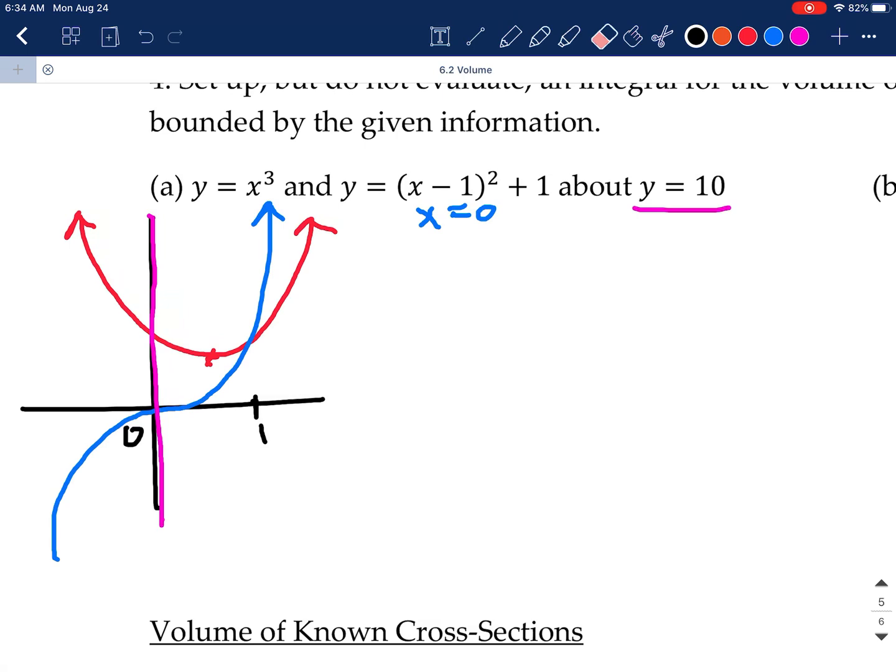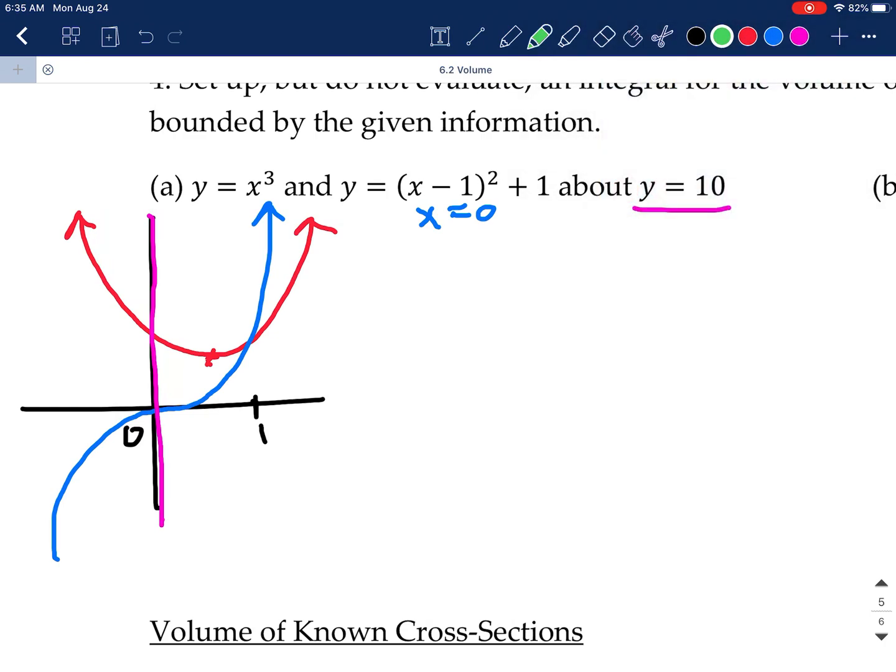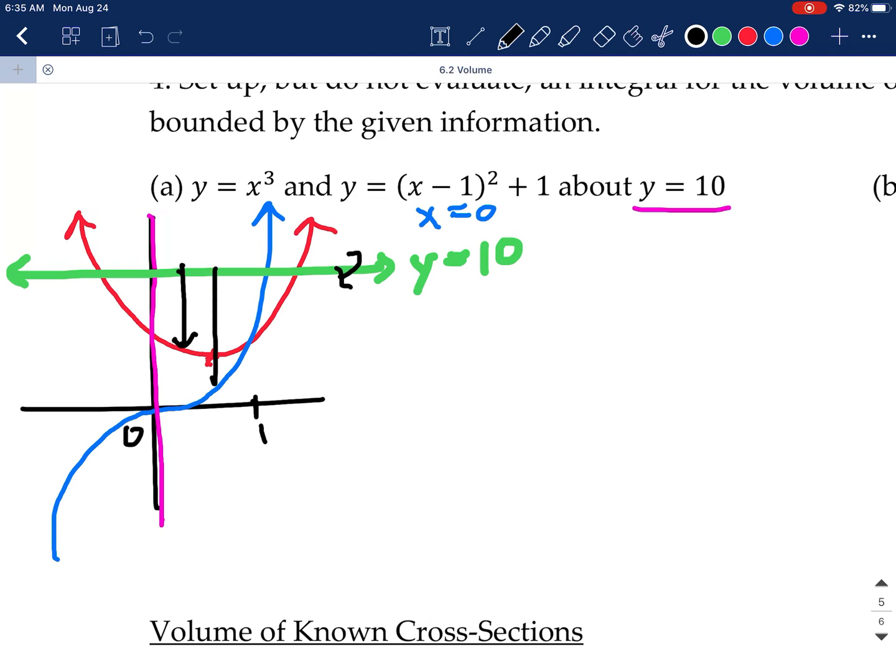And so from there, we've got our curves. And so we'll draw in our, let's do green. Draw in our axis of revolution. So here's y equals 10. So again, we're going to measure from our axis of revolution. So we're rotating this way. So our radius is going to be the red curve for the inner radius or the smaller radius. And then the bigger radius is going to be the blue curve.